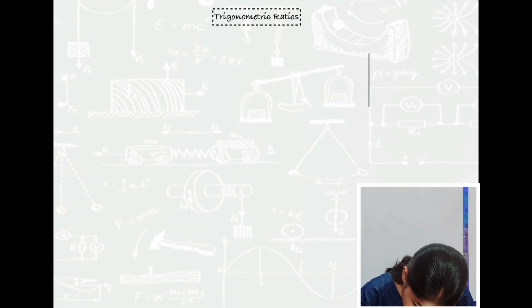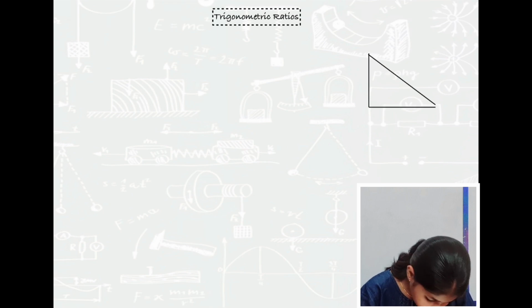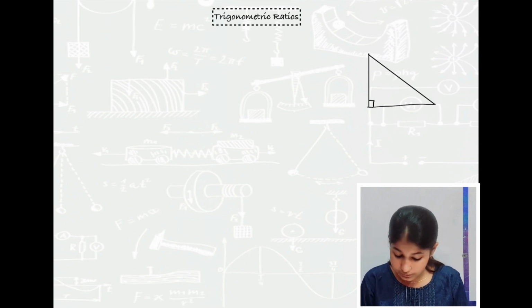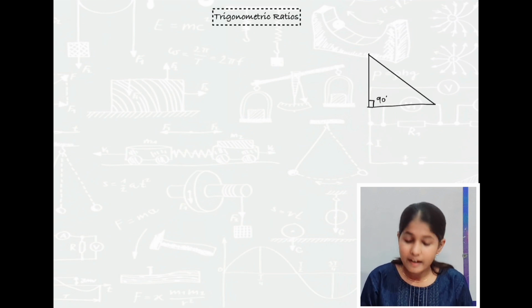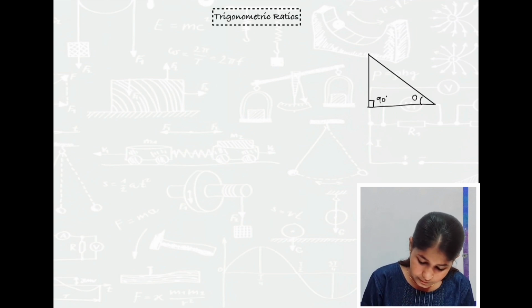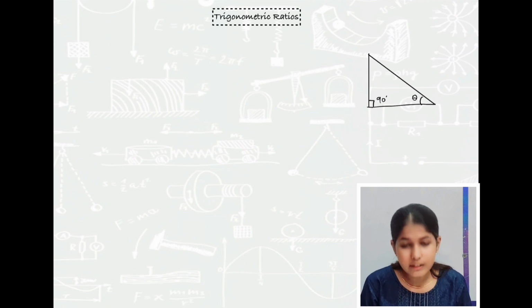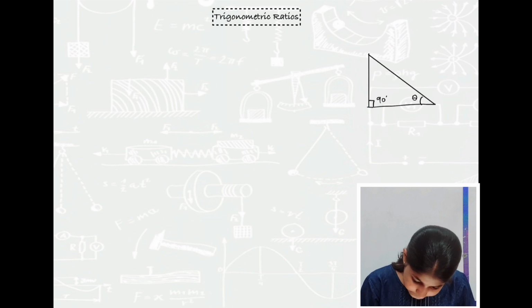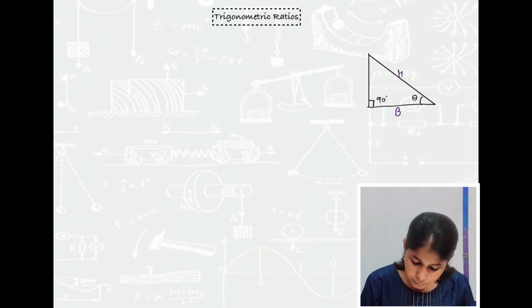draw a triangle. This is our triangle, and the measure of this angle is 90 degrees, and this is theta. One more thing, this is our hypotenuse. This is our base, and let me write here one more time. This is our hypotenuse, this is our base, and last but not the least, this is our perpendicular.